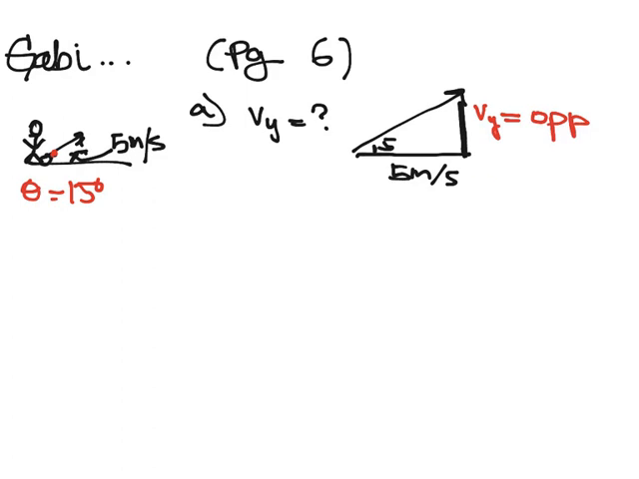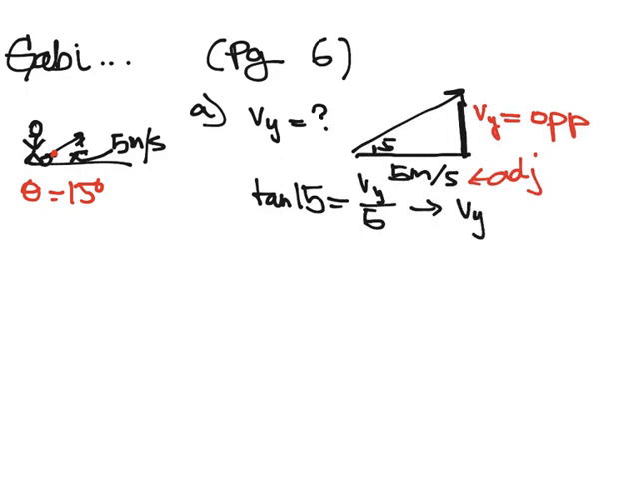I have the opposite and the adjacent, so I'm going to use tangent. I know that tan 15 is equal to Vy divided by 5. So I can solve that as Vy equals 5 times tan 15. And when I plug that into my calculator, I end up with Vy is 1.34 meters per second. Okay, never forget that meters per second.